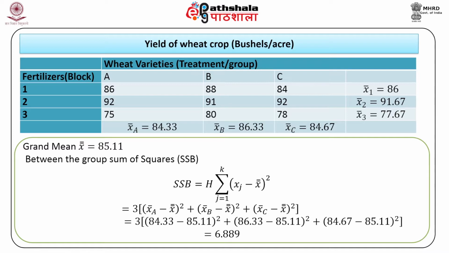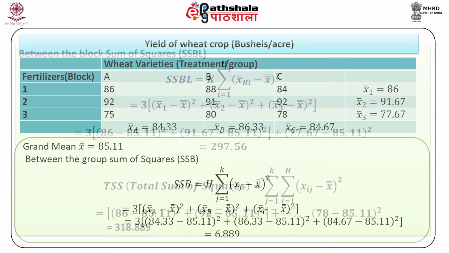Let's try to find out the between the group sum of squares or SSB. SSB is equal to h into summation of xj bar minus x double bar whole square, where j varies from 1 to k. And therefore we get 3 into xA bar minus x double bar square plus xB bar minus x double bar square plus xC bar minus x double bar square. On substituting these values, what we obtain is equal to 6.889.